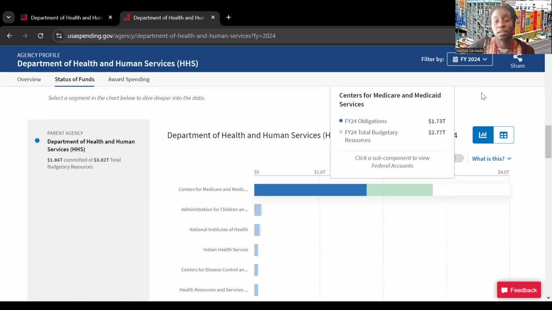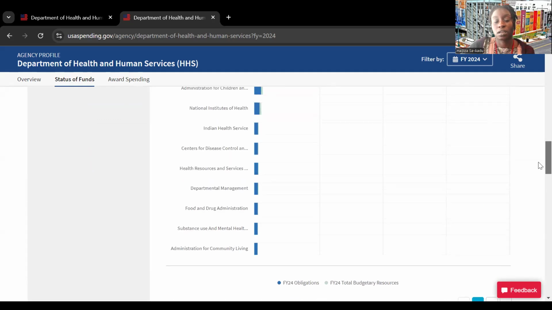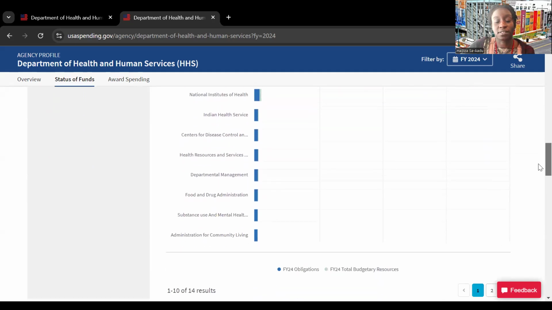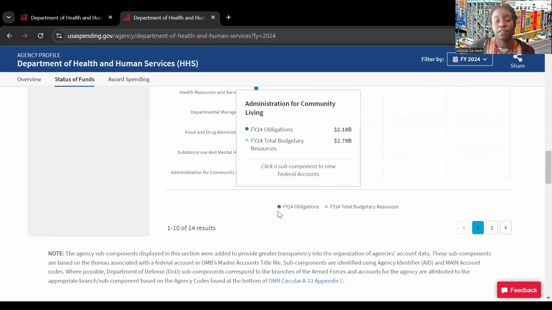You can see, let's read this graph here. So let's take a look at the bottom of the graph. We've got fiscal year 2024 obligations and then fiscal year 2024 total budgetary resources. Fiscal year 2024 obligations are in dark greenish blue, and then we've got light green as the fiscal year 2024 total budgetary resources.